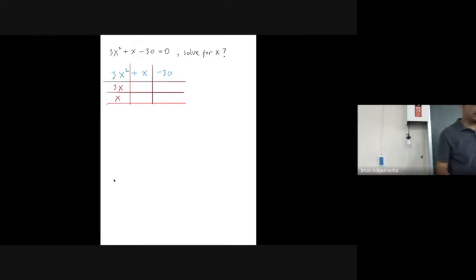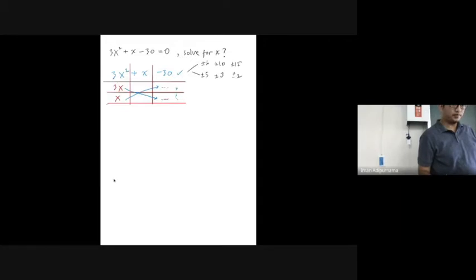And then I need to find some numbers here. When I multiply 3x with this and add x with this one, it should become plus x. And these two, when multiplied together, should be negative 30. So I have at least this, right? Plus minus, okay? Or then 3, or maybe 15 and 2, so there are a lot of factors here.